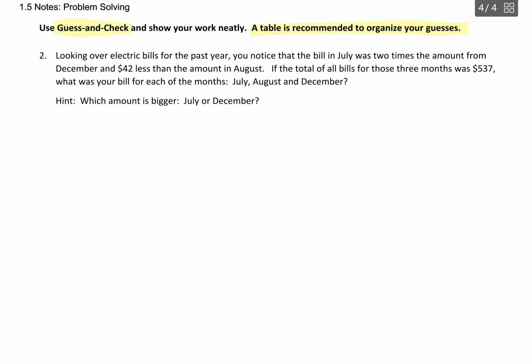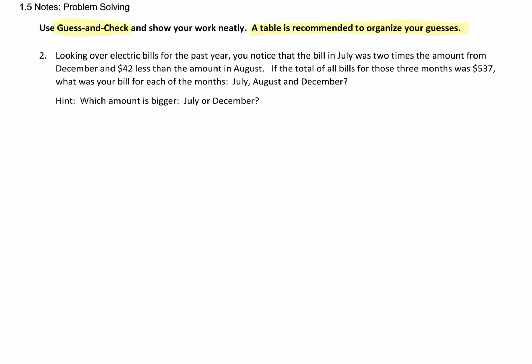Okay, so I read it once, big picture ideas. We have some electricity bills for certain months. We're given clues that connect the dollar amounts for each month together. We're given a total for all 3 months. Now I'm going to read this again for some details.